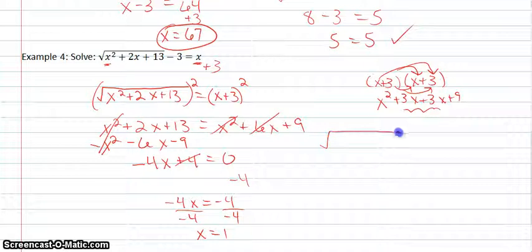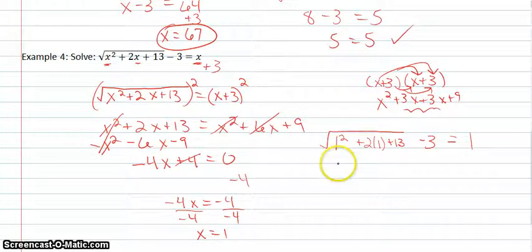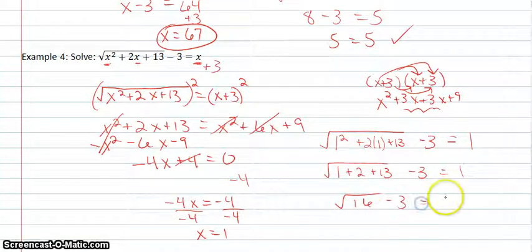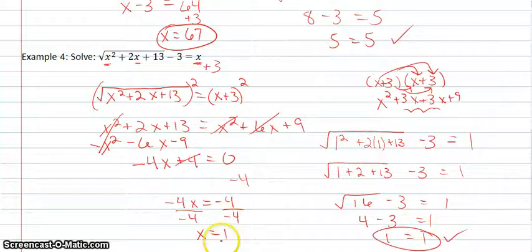So I'll have the square root of 1 squared plus 2 times 1 plus 13, minus 3, will equal 1. So I'll have 1 squared plus 2, so 1 plus 2 plus 13 minus 3 equals 1. I'll have the square root of 16 minus 3 equals 1. So 4 minus 3 equals 1, so 1 equals 1. So that does check out, it does work. So it is indeed a solution.